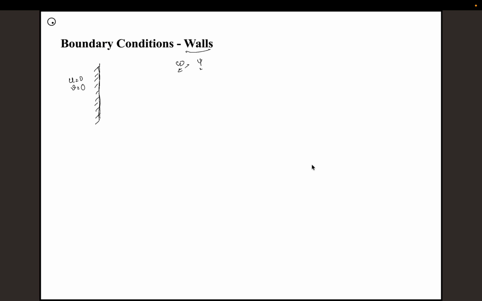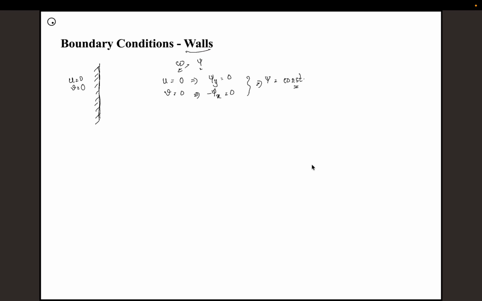How do I get the values of omega and psi from these boundary conditions? Again, we use the same derivation as before. u is 0, so psi y should be 0, which means psi is a function of x. And the other one, so what this means is essentially along a wall psi is constant. We don't know the value. It's an arbitrary constant. We will look this up, how this value changes for different kinds of problems, when we solve some problems. But the idea is we can just keep it as some arbitrary constant.